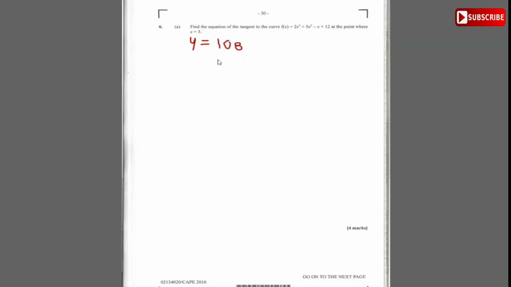And so the first thing I need to find is f prime of x. So f prime of x is going to be equal to, carry down the power, 6x squared. Then 5x squared, differentiate 5x squared, I get 10x. And then minus x, I differentiate that, that's minus 1. And so that's f prime of x: 6x squared plus 10x minus 1.